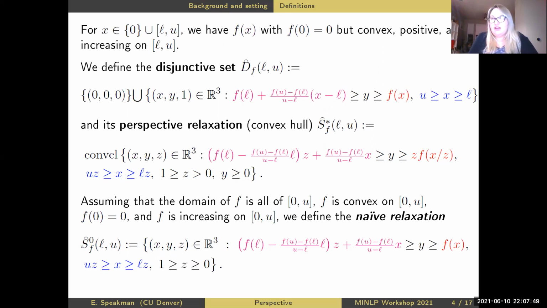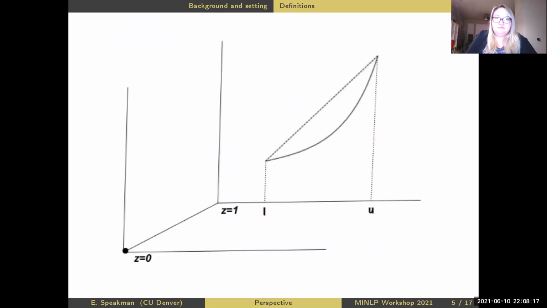But we can also define a much simpler relaxation. And this we call the naive relaxation. So here, I'm not going to be taking the perspective of any of these functions. They stay the same. And all I'm doing is relaxing my z now to be between 0 and 1. And this is going to give us another relaxation of this disjunctive set, another convex relaxation, but it's not going to give us the convex hull. It's going to give us something larger.